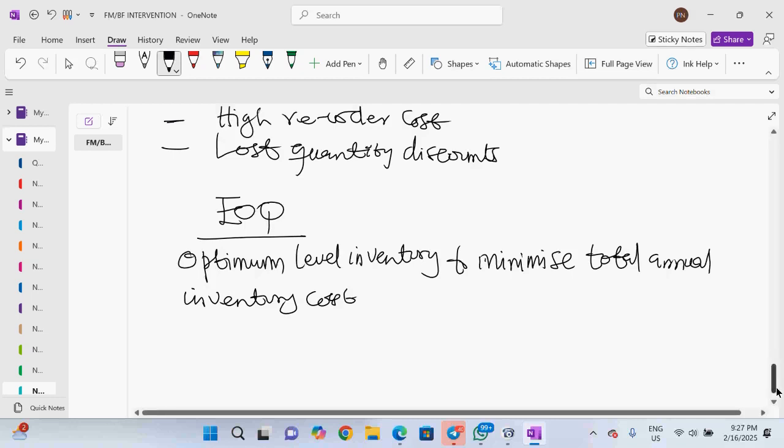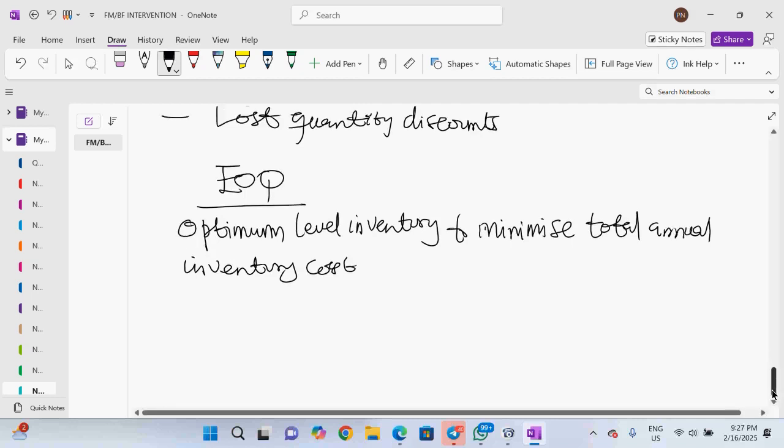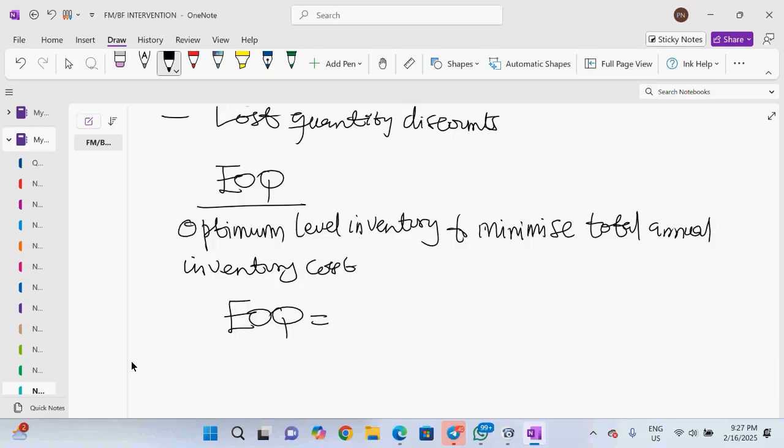So that is it. The EOQ gives us the optimum level of inventory that we need to get to minimize cost. So what is the formula for the EOQ? You can see that we will be using the EOQ because that gives us the best. That's the optimum. So that is very good.